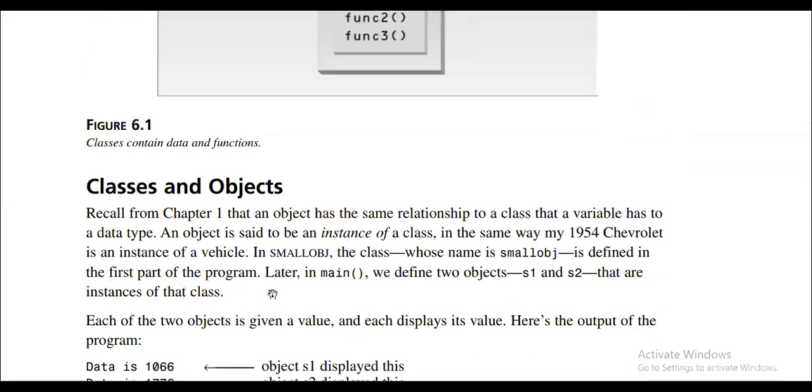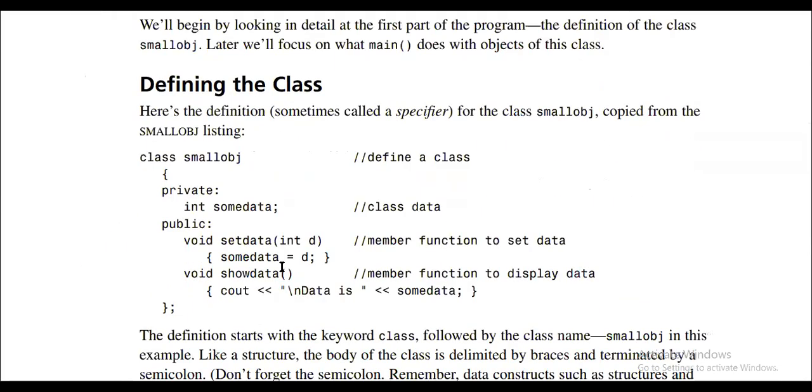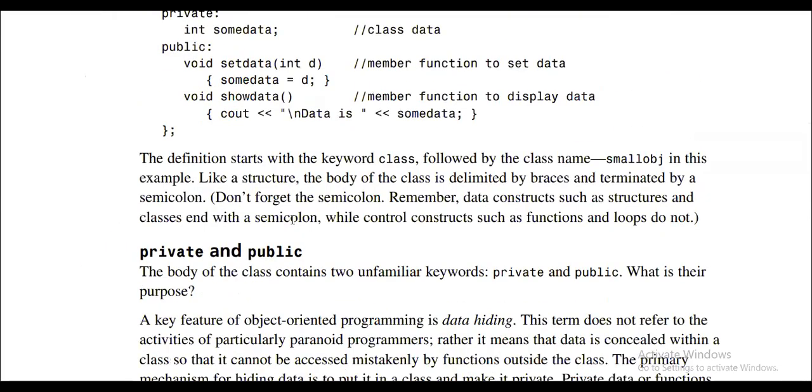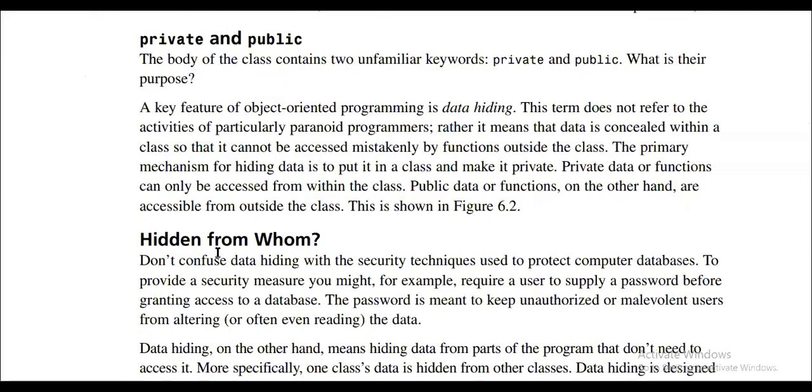We have already talked about how class and objects work, how the class is defined. Now private and public. We already discussed that private means you cannot access directly. Public means you can access from any part of the code. So private data and functions can only be accessed within the class. Public data and functions, on the other hand, are accessible from outside of the class. That means the main function.